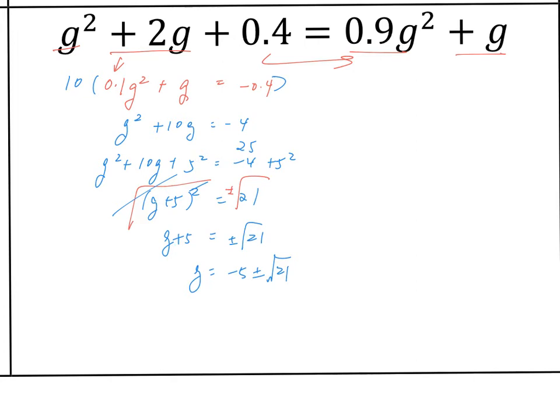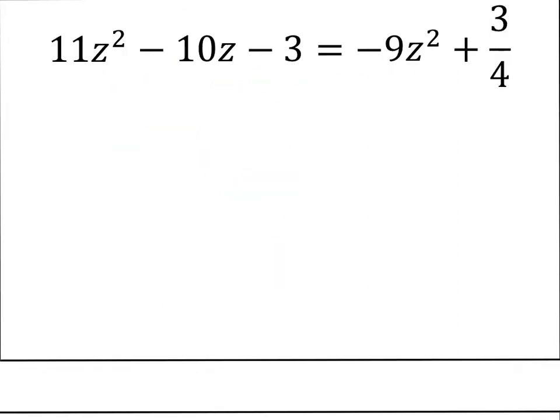Now this will be in simplest radical form because there's no perfect square factor for 21. Now for this one we will do the same thing. I'll rewrite this in quadratic standard form. So I need to move negative 9z squared over to the left hand side, so I'll have to add. This will be 20z squared, and then we have minus 10z. Well, I'm going to skip some steps and then just add 3 to both sides.